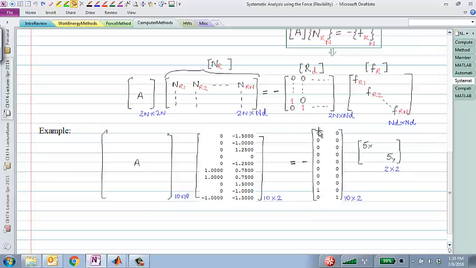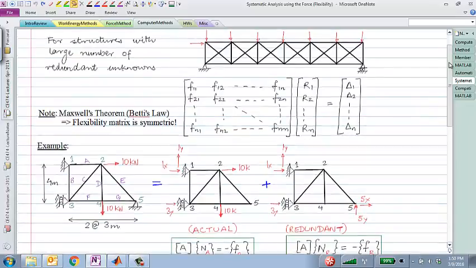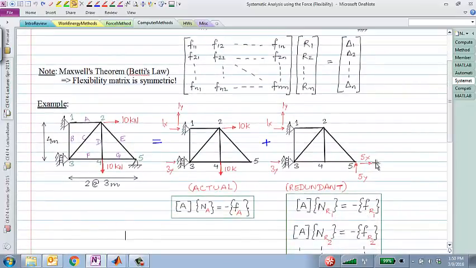So if I solve that first column for that matrix A that I showed you earlier, I would get this as the solution. Let me ask you this. Does this solution make sense? What is this solution telling me? If I apply a unit load at 5x, let's go back here. If I apply a unit load at 5x, what would be the solution to this problem?